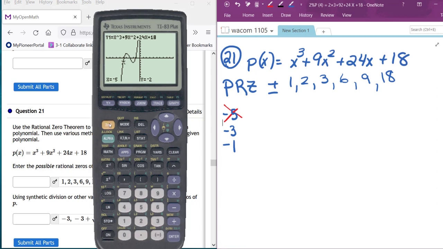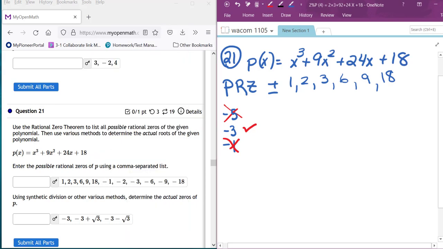Let's test the negative 3. Right, negative 3 is, so we're good there. And let's test negative 1. So second calc value. Negative 1 is not either. It's slightly off. But we did get 1 zero out of there, which is good. We can work with that.